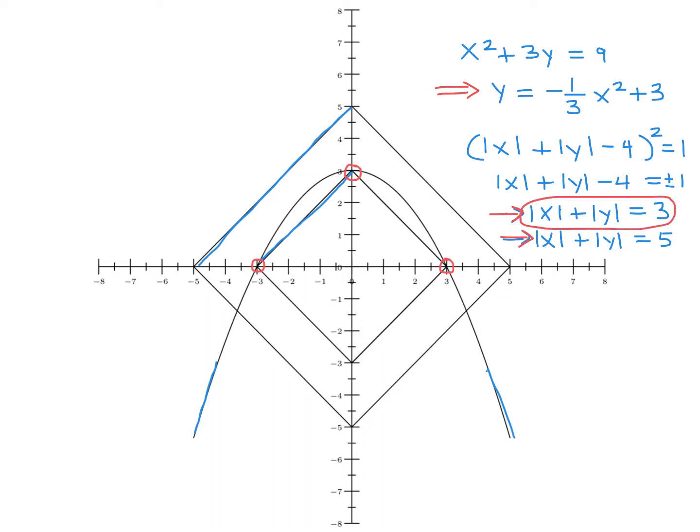Now, it also intersects here and here with this equation. So there you go. You've got 5 intersection points. And I think that's all they asked for, right?